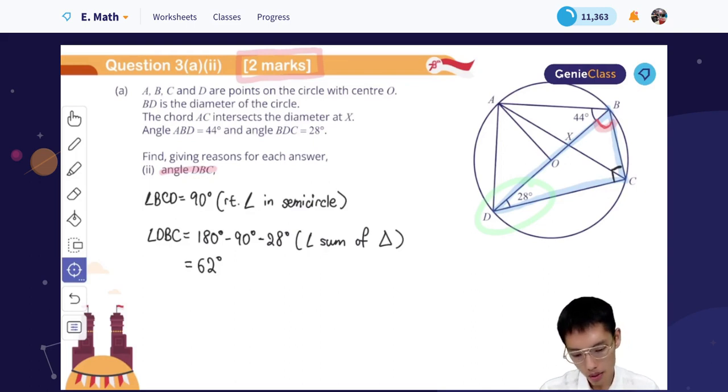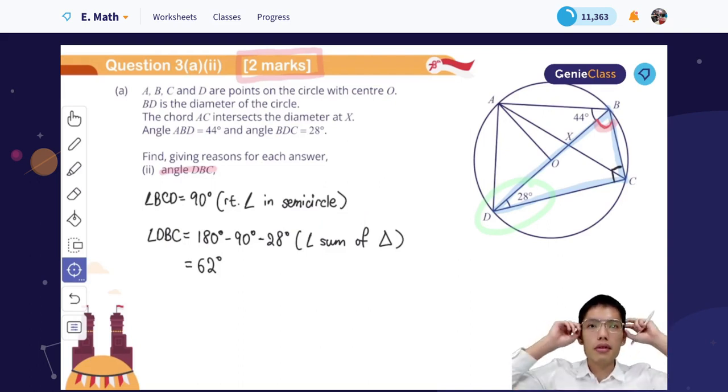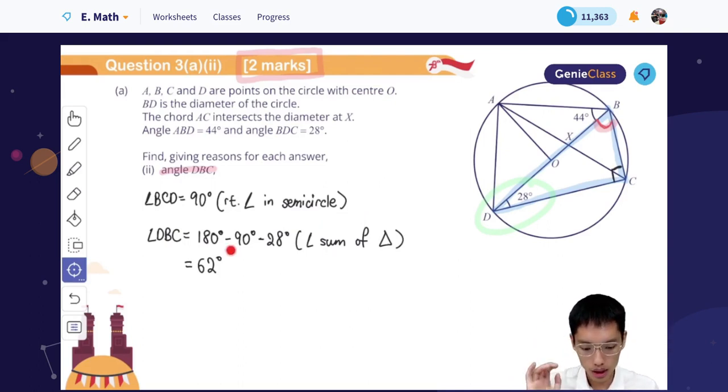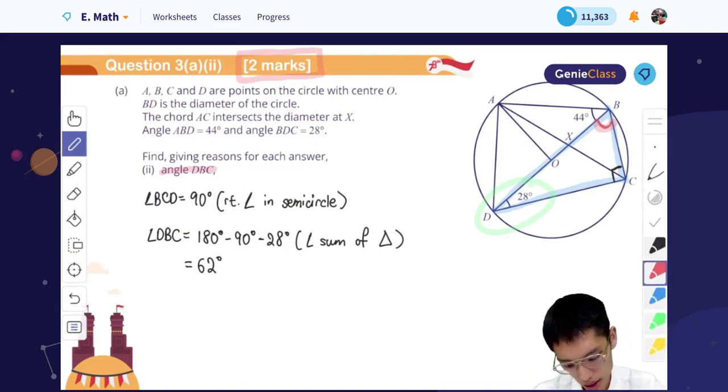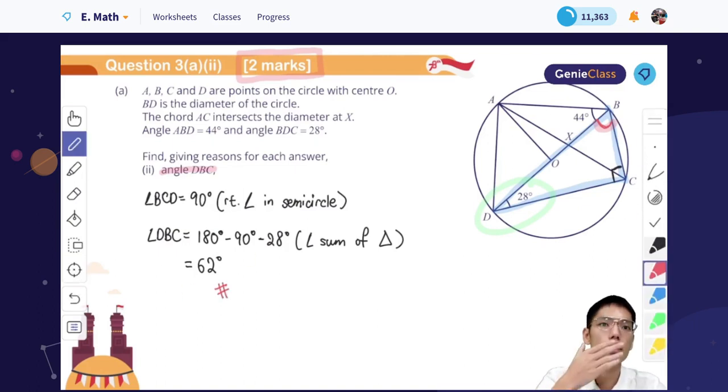Then from there, we have DBC is 180 minus this angle minus the given angle. Again, you have to state the property. Very important note, second note to take note: you have to state the property if it is given to you, if you are using it to solve your angle. So subtracting everything, that's how you get DBC is 62 degrees.